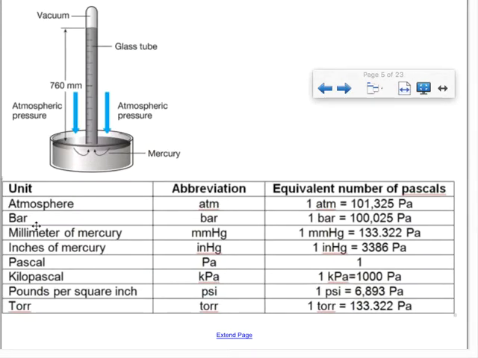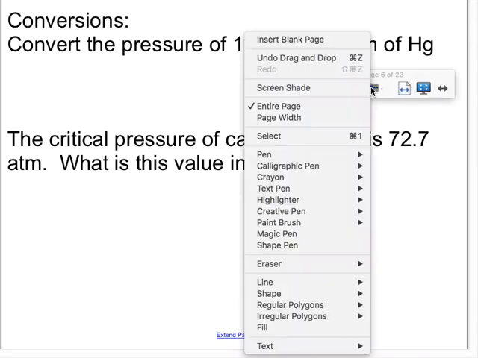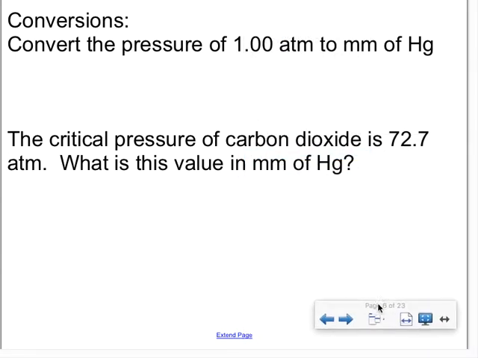So here's some other units you may come across. We're actually going to do some sample problems where we convert from one unit to the other. So I'm going to revert back to the slide a lot. Let's take a look at the first two, and I'm going to get my pen ready. All right, it says convert the pressure of 1 atm to millimeters of mercury. So you start with what you're given. In this case, 1 atm. So I'm going to write 1 atm.